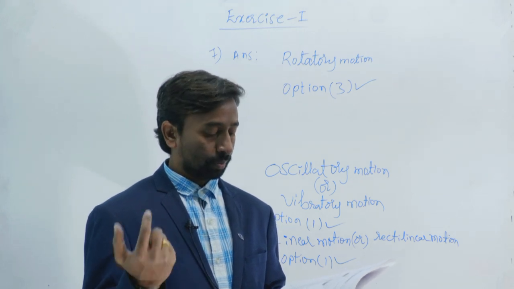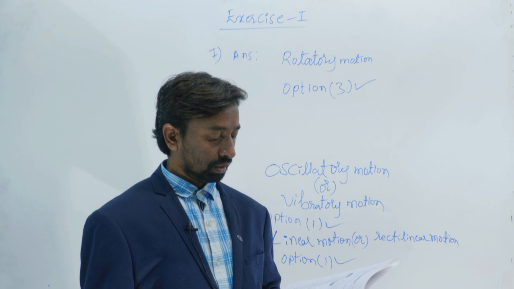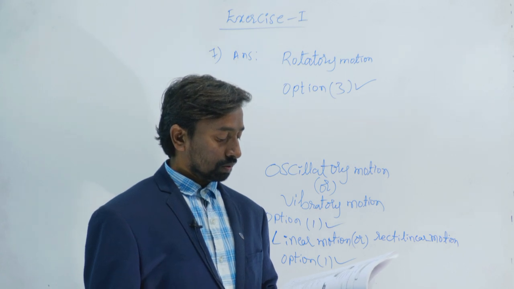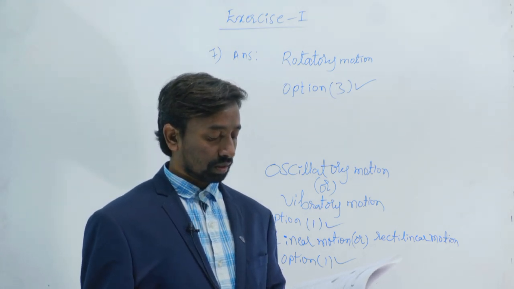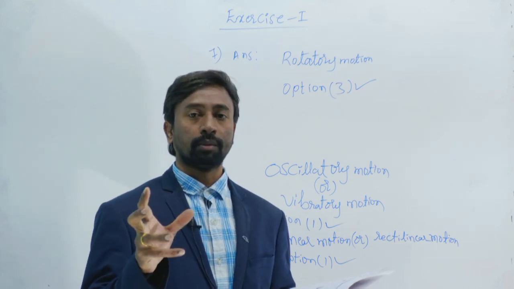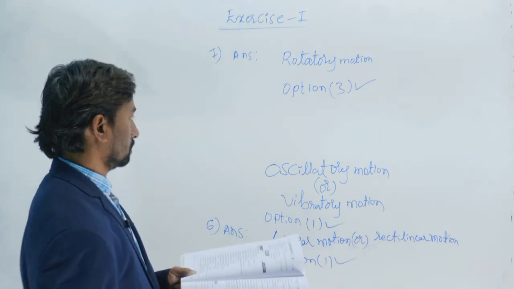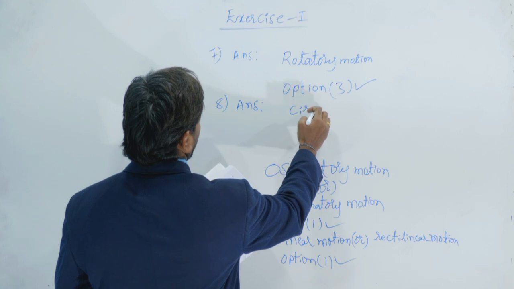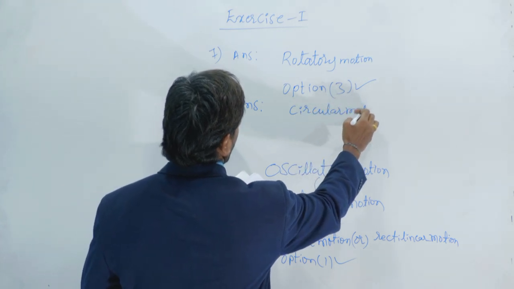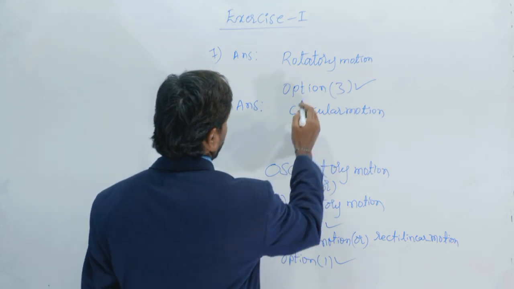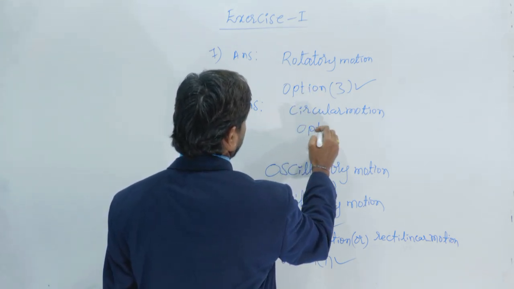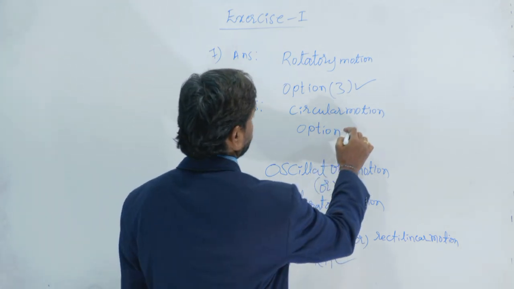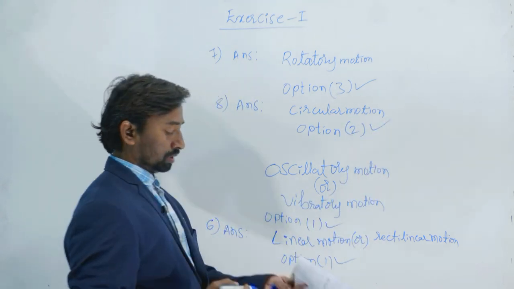So it is about the motion of the rope. The pulley on which the rope runs has a dash motion. They are asking about the pulley, so it is circular motion. So the eighth answer is circular motion. Here we can write that option 2 is the right answer.